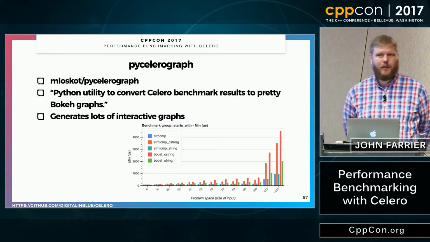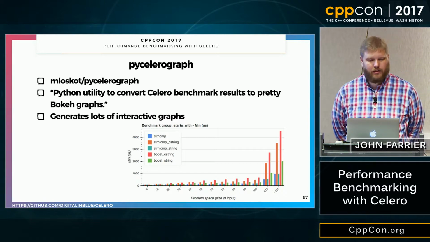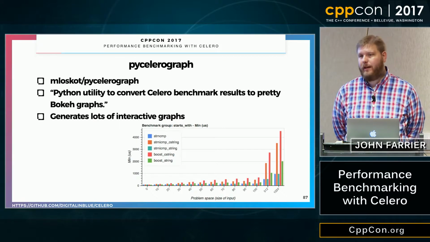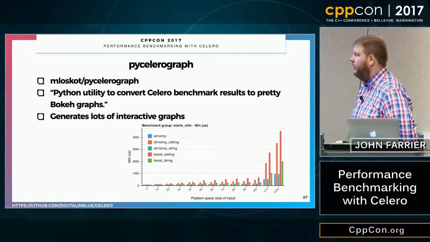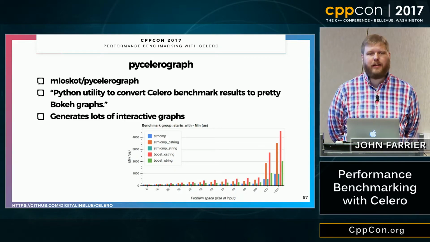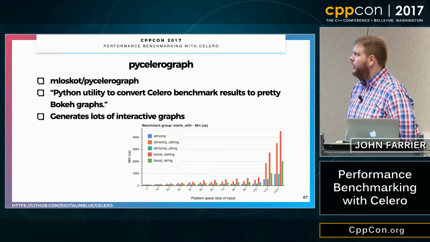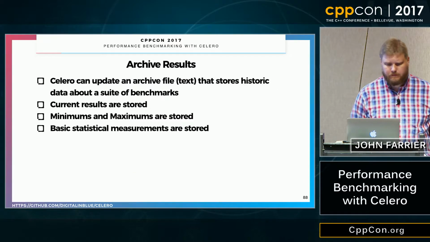There's also another GitHub project out there called Cellero. It uses Python to read those files and gives you a nice web page with Bokeh graphs on it that you can zoom in and zoom out and pan around and all those types of things. It's very cool, and I appreciate those folks for writing that.